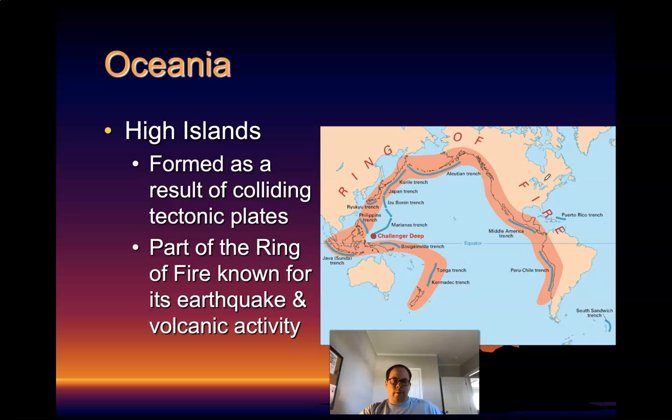So there's high islands formed as a result of tectonic plates colliding, and this is what makes up the Ring of Fire that I was talking about earlier. It's known for its earthquakes and volcanic activity because of these tectonic plate shifts. There's lots of volcanoes, islands being formed along these regions, and there's also earthquakes that happen because of the tectonic plates shifting.